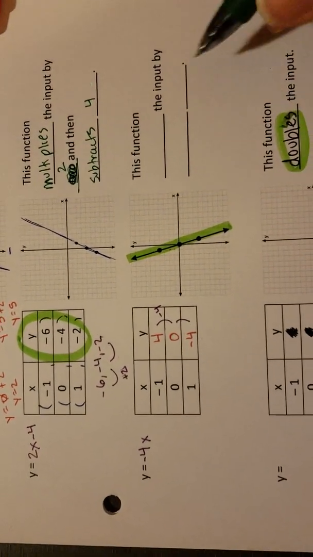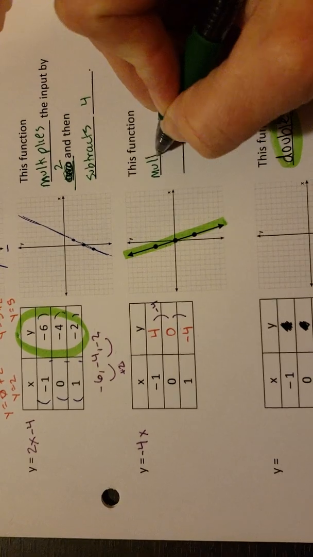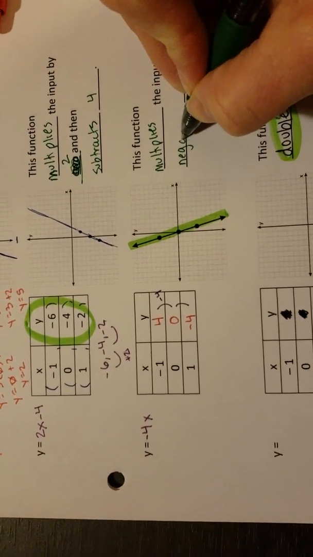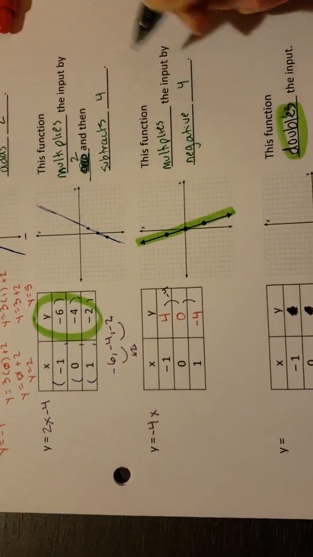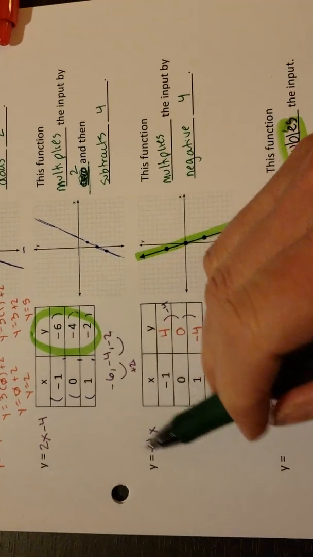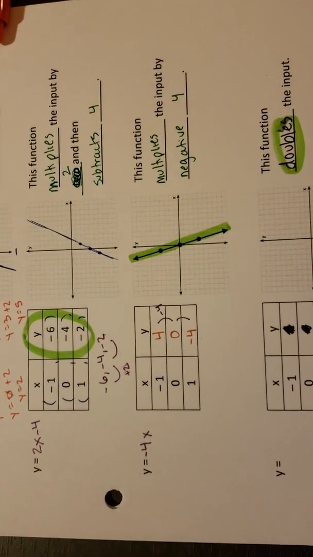All right, so what does this function do? It multiplies the input by -4. Don't always have to have a number of x and then plus or minus something. Just -4x is fine on its own.